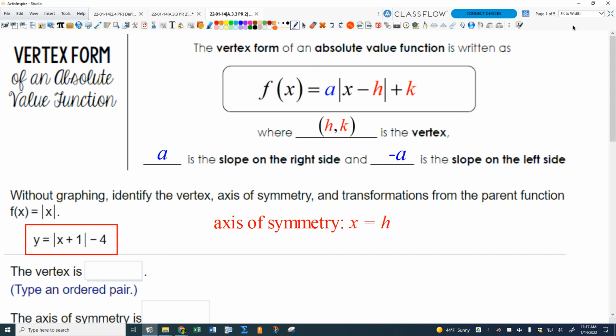Okay, let me put this kind of in perspective for you. So, where's my magic pen? There it is.